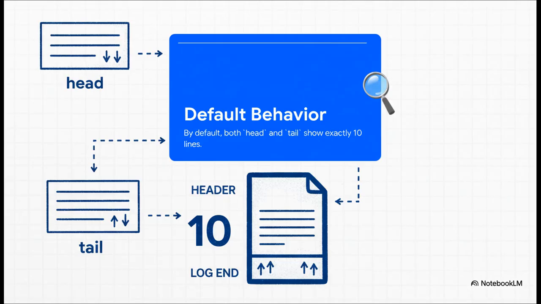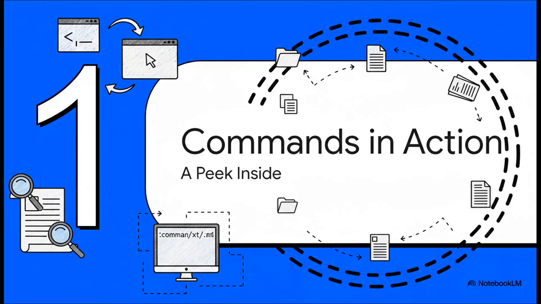And the best part is, right out of the box, they have this super sensible default. If you just type head or tail and then the file name, they'll show you exactly 10 lines. It's usually just enough to get a quick taste of the file, you know? To check the header on a CSV or see the very last thing that happened in a log, all without flooding your screen. Okay, enough theory. The best way to really get these commands is to just see them work. So let's jump into a couple of real-world examples.